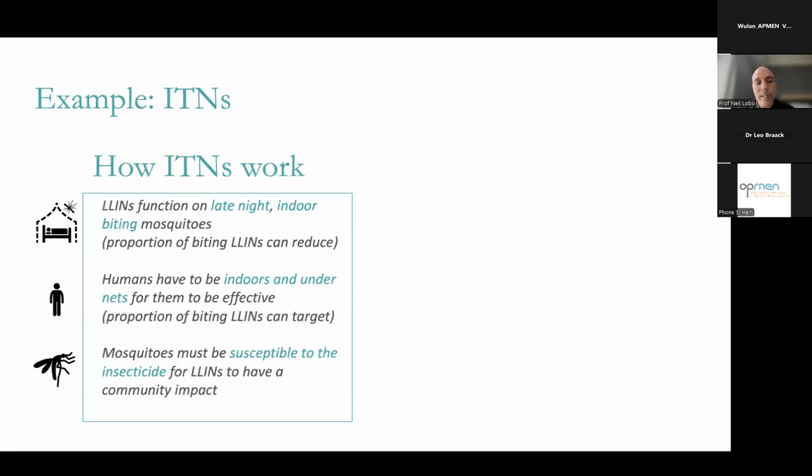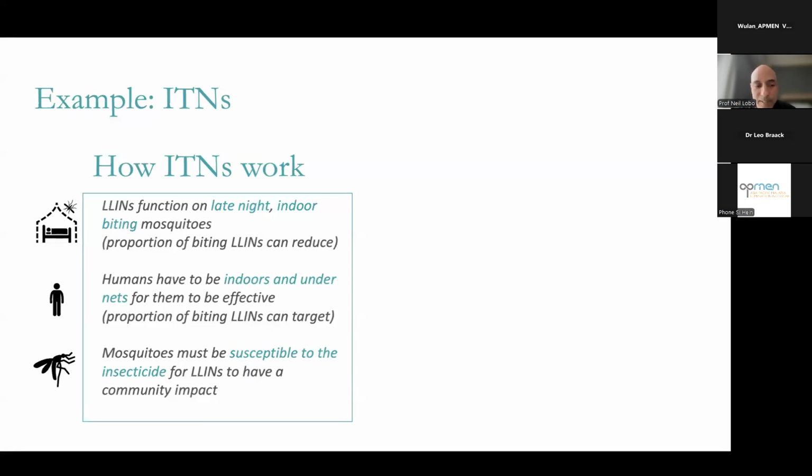We always talk about how ITNs work. And how do ITNs work? ITNs work on late night indoor biting mosquitoes because that's where we put our bed nets, right? That tells us the proportion of biting that LLINs can reduce. Now, from the human side of things, humans have to be indoors and under their bed nets to be effective, correct? That's a proportion of biting LLINs can target, right? Now, mosquitoes have to be susceptible to the insecticide for LLINs to have a community impact. So we have how the intervention functions, how it functions with humans, and how mosquitoes function with that intervention. And that's how bed nets work.